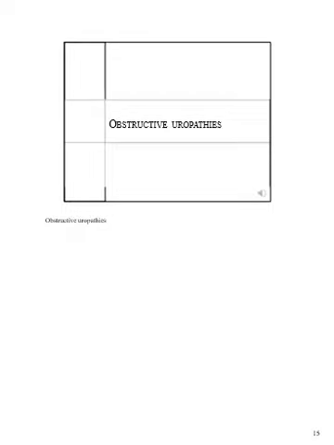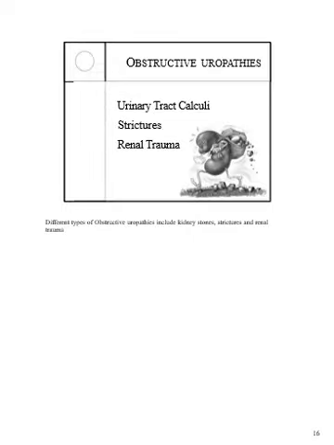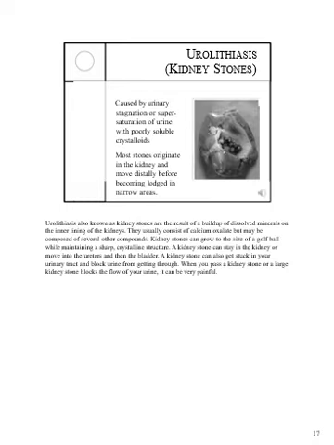Obstructive uropathies. Different types of obstructive uropathies include kidney stones, strictures, and renal trauma. Urolithiasis, also known as kidney stones, is the result of a buildup of dissolved minerals on the inner lining of the kidneys. They usually consist of calcium oxalate but may be composed of several other compounds. Kidney stones can grow to the size of a golf ball while maintaining a sharp crystalline structure.